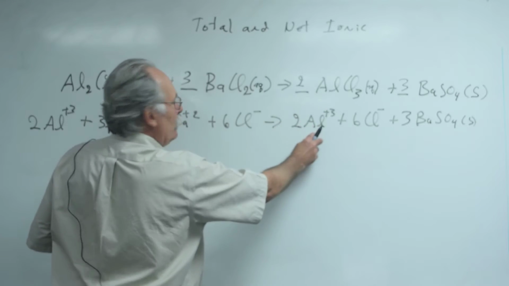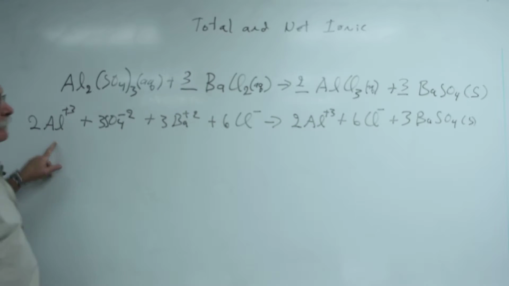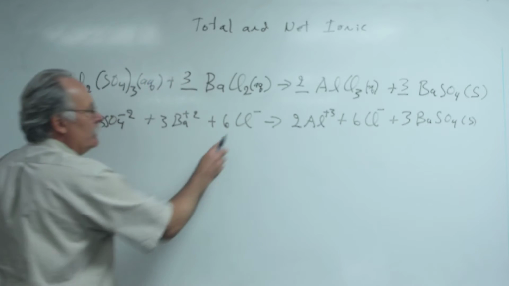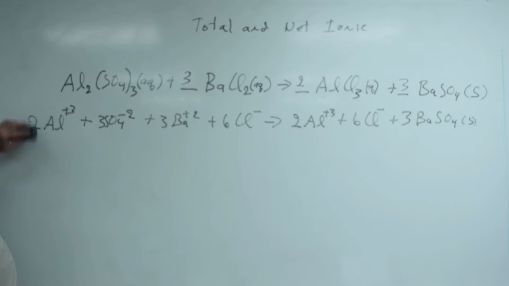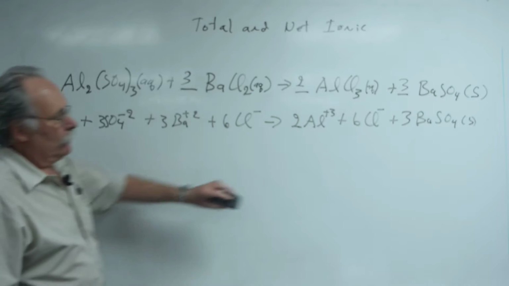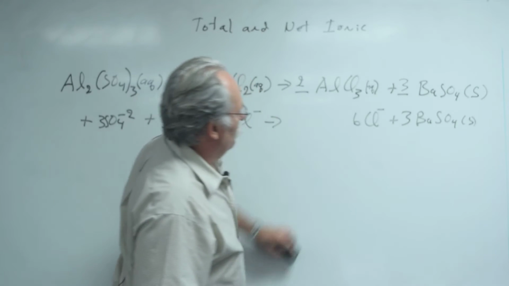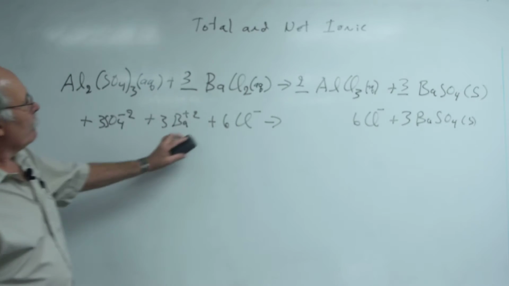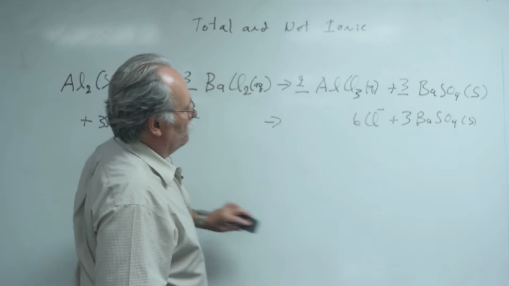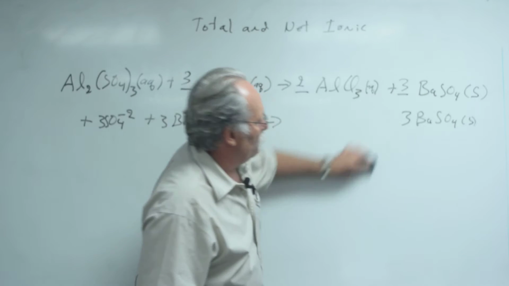That is, I have 2 aluminums here, 2 aluminums here, 6 chlorides here, 6 chlorides here. So these are what we call spectator ions, and I started with aluminum floating around, and I ended with aluminum floating around. It didn't do anything. I started with chloride floating around, and I ended with chloride floating around.